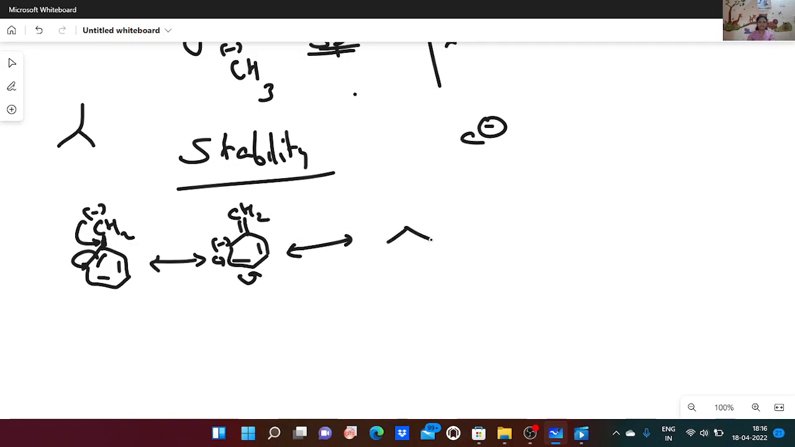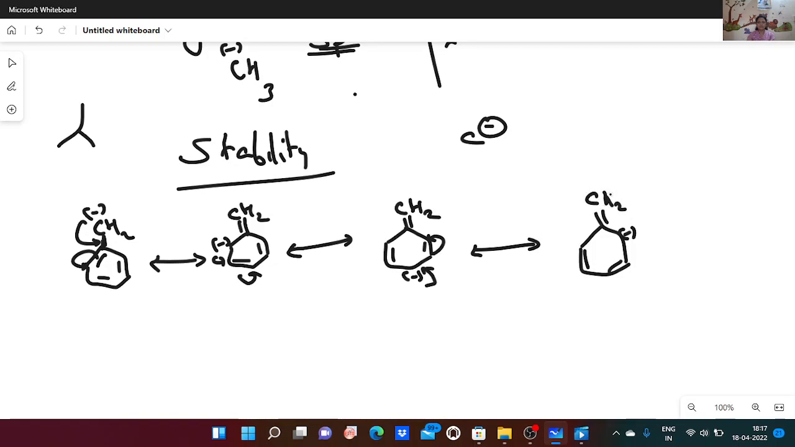Negative charge here, double bond here, double bond here, double bond CH2. Then similarly you can have the next structure. Double bond CH2. Okay, so 1, 2, 3 and 4 structures are there.